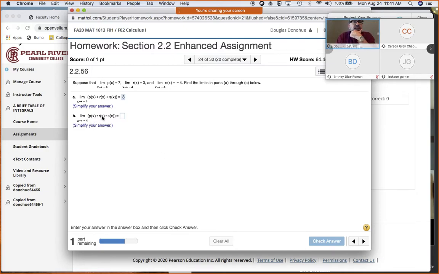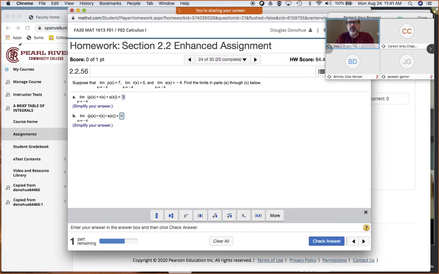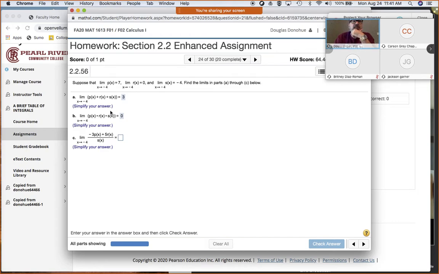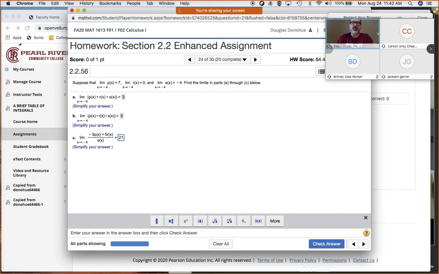The limit of p times r times s would be 7 times 0 times -4. 7 times 0 is 0, and 0 times -4 is still 0. So we'll get a 0 answer on that one. The limit of -3 times p plus 5 times r divided by s is -3 times 7 plus 5 times 0. That'll be -21 plus 0 is still -21. Divided by -4 becomes a positive 21 over 4.